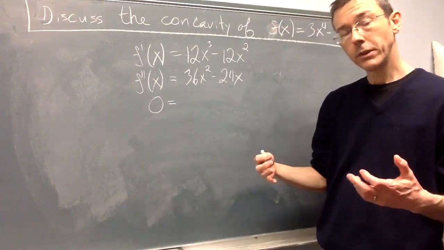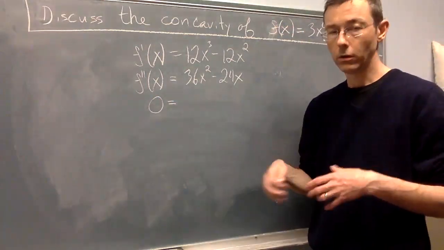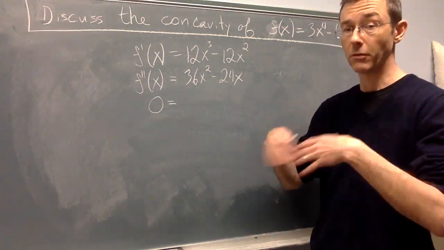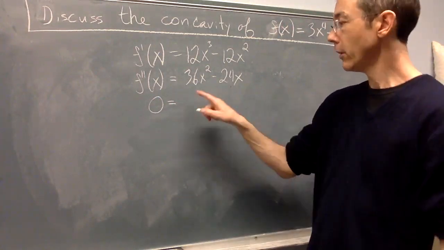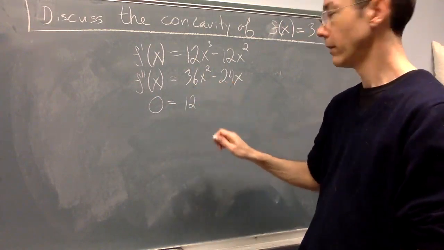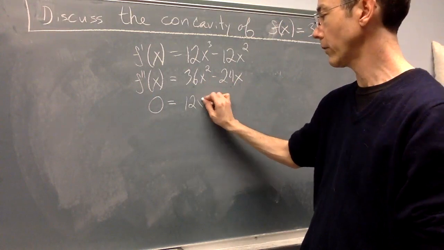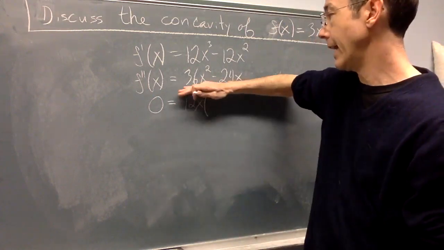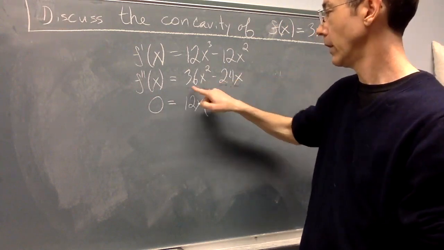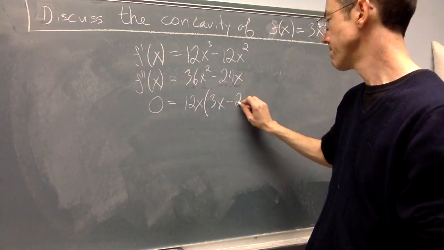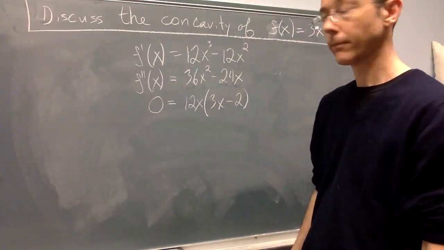When we set a polynomial equal to 0, our primary tool is factoring. And when we start factoring, we always want to take out greatest common factors first. Here, I see a common factor of 12. Pull that out. And I see a common factor of x. I'll pull that out. What am I left with when I divide out 12x from each of these? Here, I have 3x. And here, I just have 2.